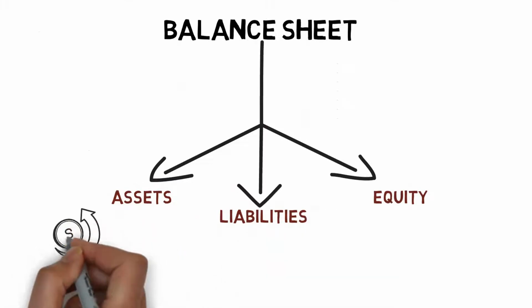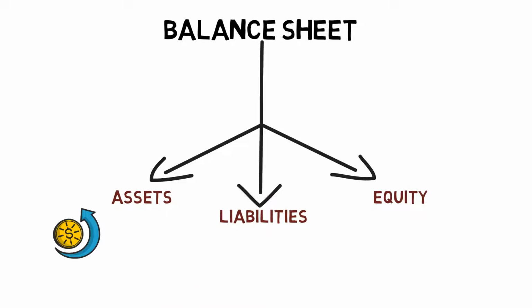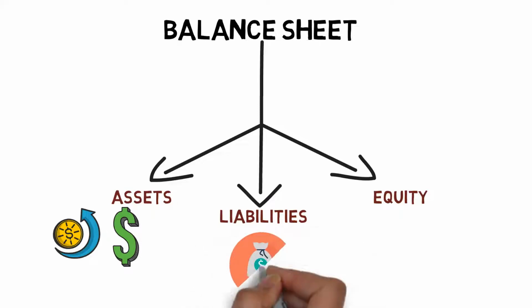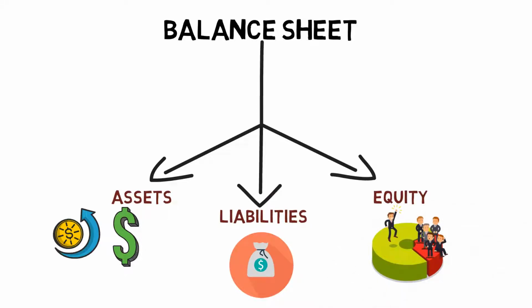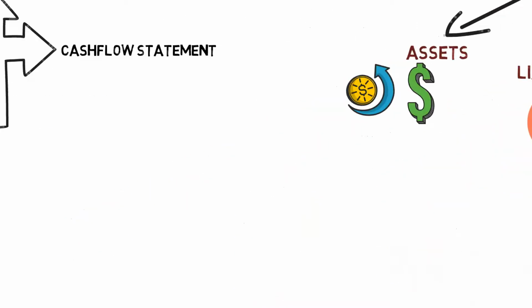Asset means how much the company has invested in assets or what is the current economic value of existing assets. Liability means how much loan the company has taken from someone. And equity means how much of the owner's money is invested in the assets or in the company.